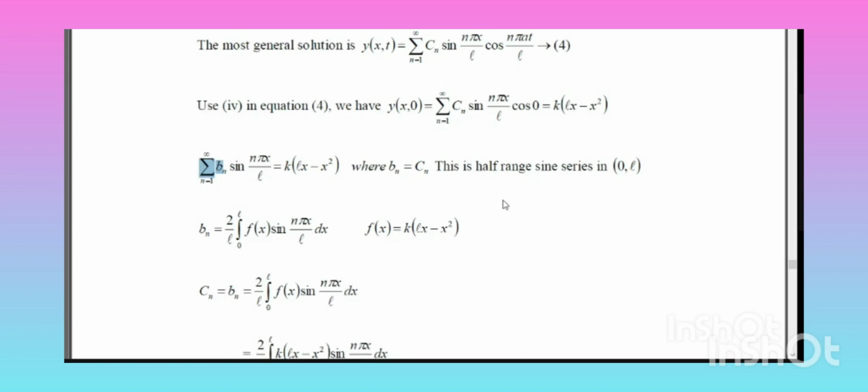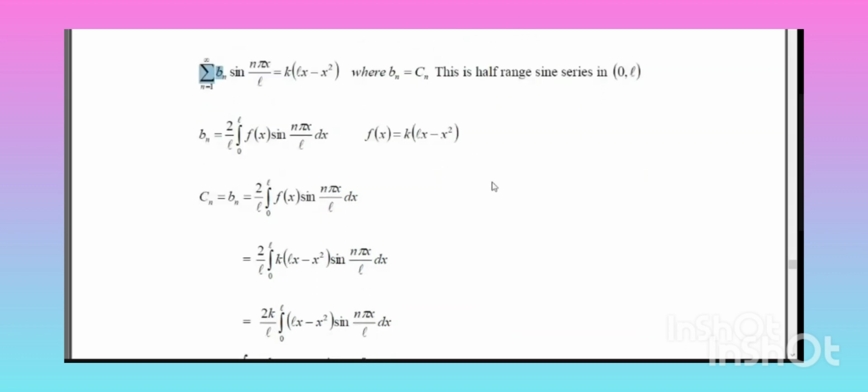This is a half range sine series because the summation is having only sine terms. That's why this is called a half range sine series in the interval 0, L. Now you have to recall the Fourier series.